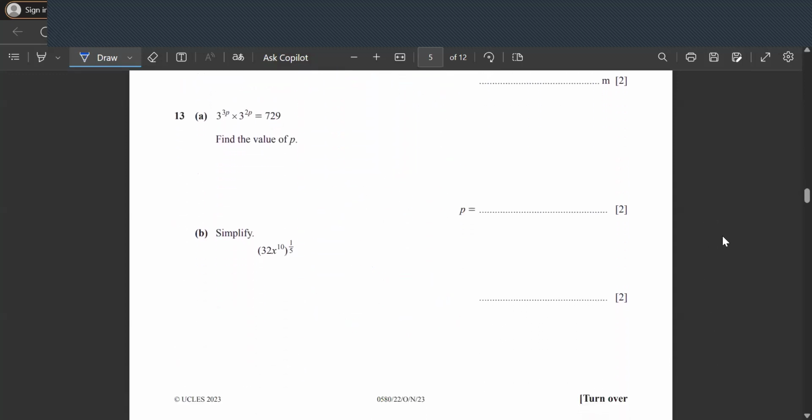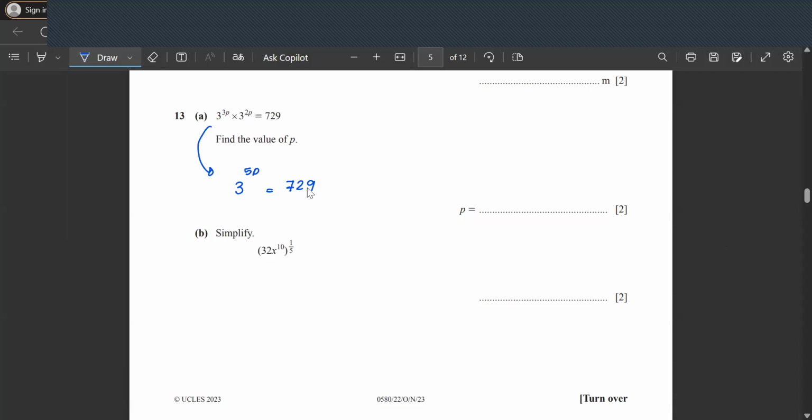Okay, for number 13, 3 power 3b multiplied by 3 power 2b equals 729. What should I do to get b? When we multiply, what we do? We add the power, but we keep the same base because I saw some students writing it as 9. No, we keep the same base. 3 power 5b equals 729. Again, write the same base. 3 power 5b equals 729.